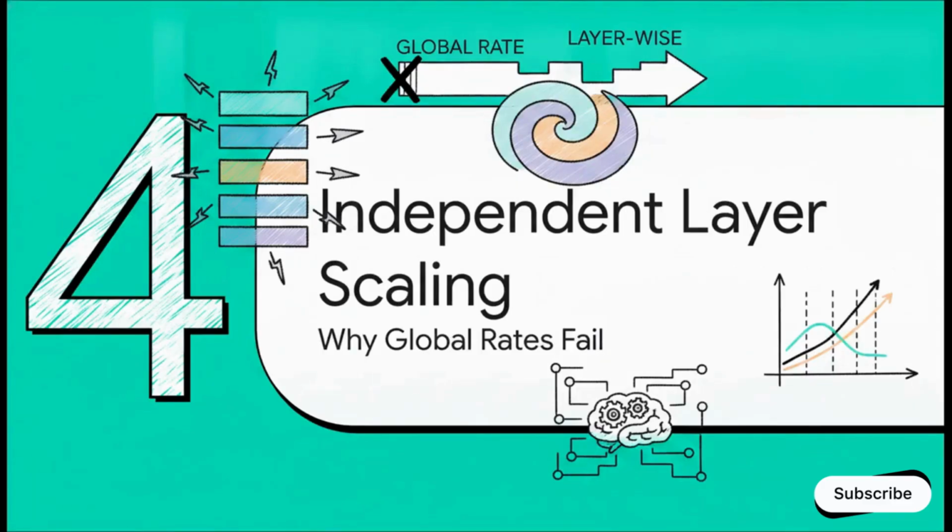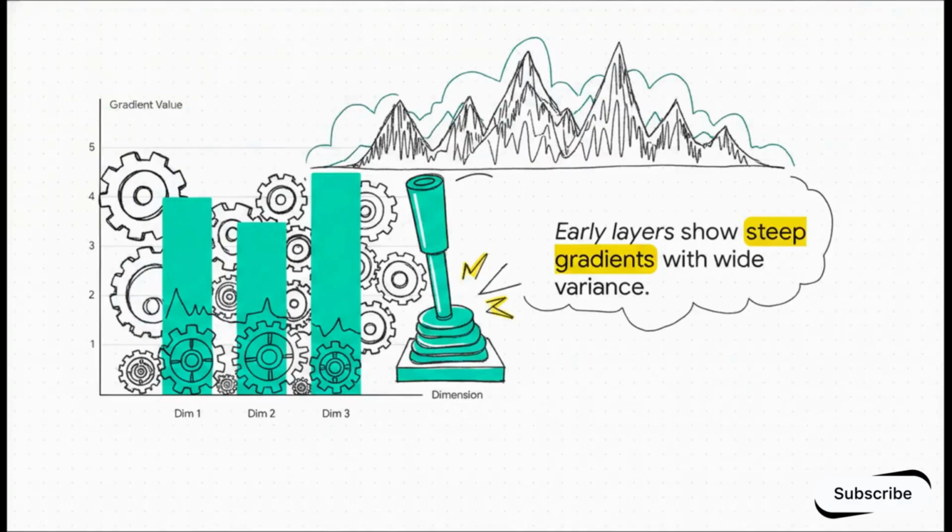Section 4, independent layer scaling and why global rates fail. To fully grasp why a single global learning rate just doesn't cut it, we have to look at the gradient statistics across entirely different layers of our network. If we analyze the gradient distribution for an early layer in the network, you're going to see wide variance and violently steep slopes.